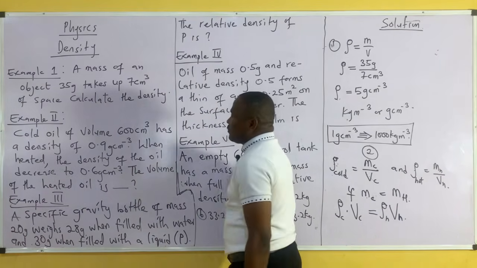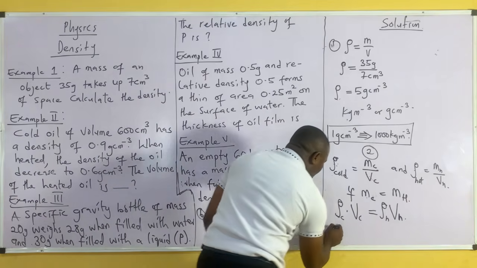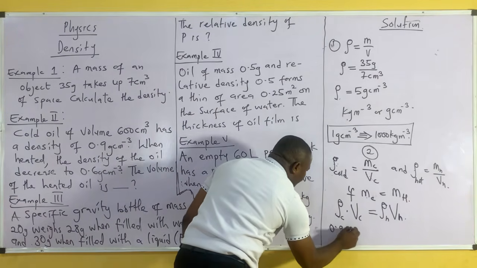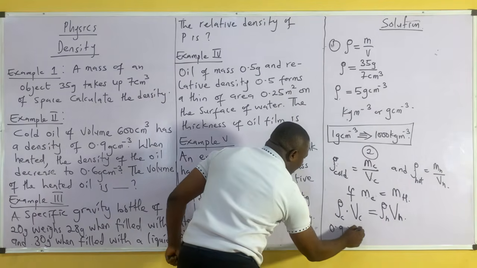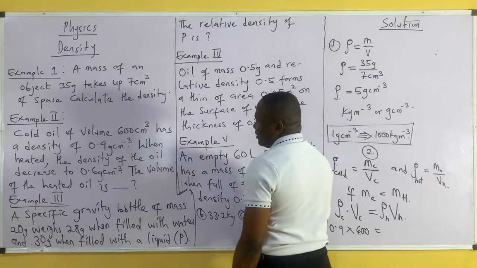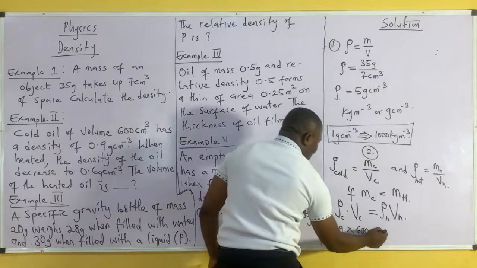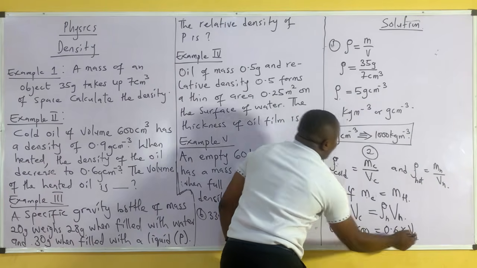Now, what's the density of the cold oil? Density of the cold oil is 0.9. So we have 0.9 times, what's the volume of cold oil? The volume of cold oil is 600. That is equal to the density of the hot oil, which is 0.6, times the volume of the hot oil.